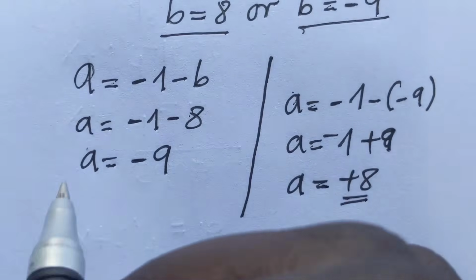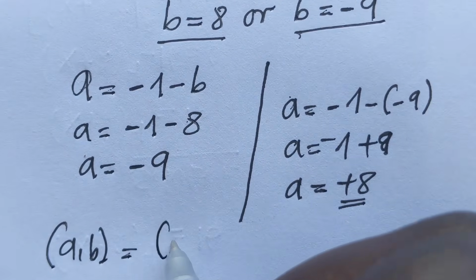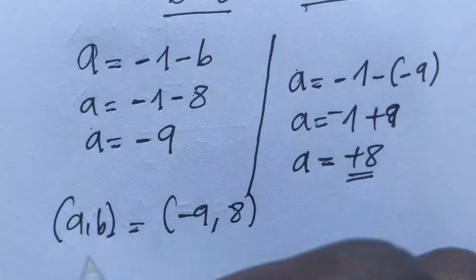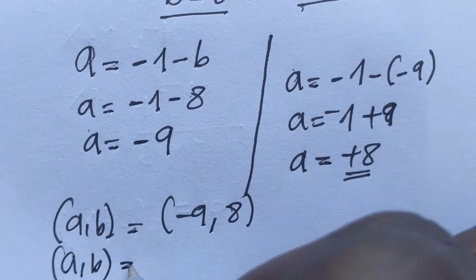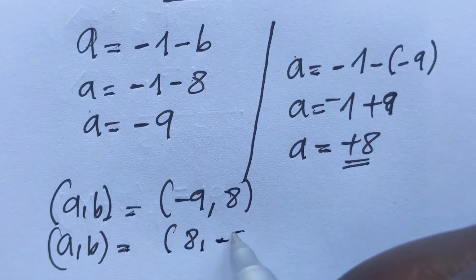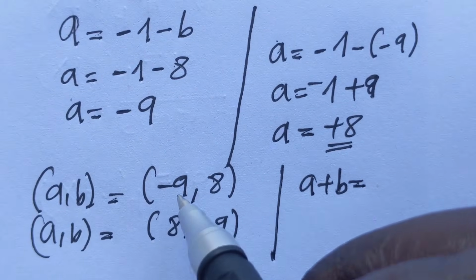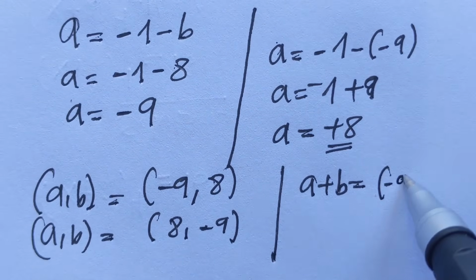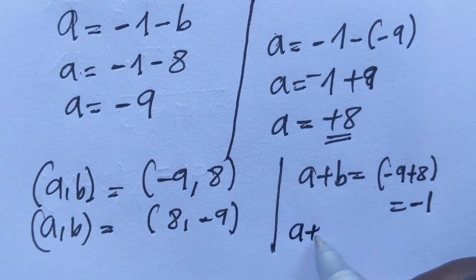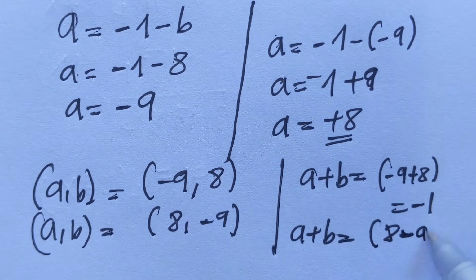So for the values, here we have a which is negative 9, while b is 8, and of course we have a which is equal to 8, while b is equal to negative 9. So we are supposed to find a plus b equals what? Once we have negative 9 plus 8, this is negative 1. And even if we have 8 plus negative 9, this is equal to negative 1.